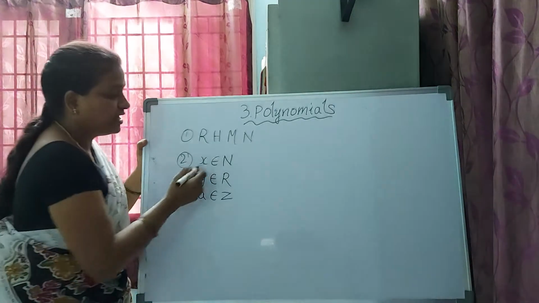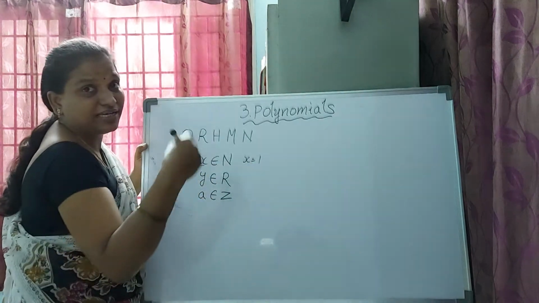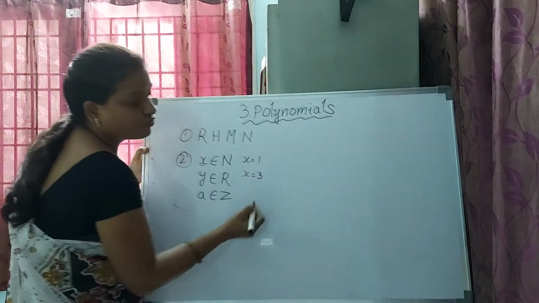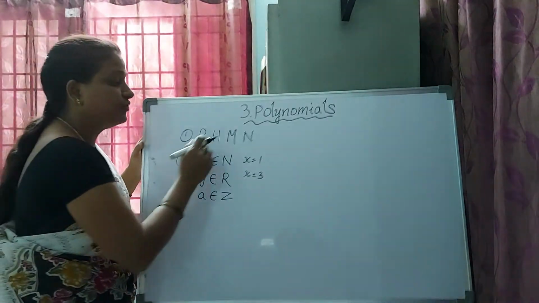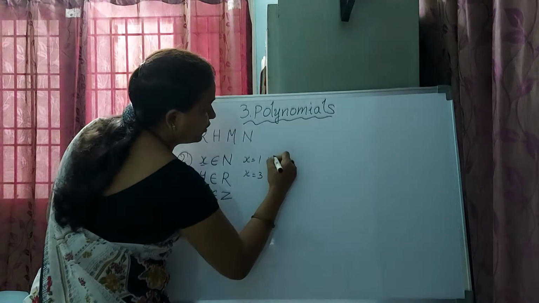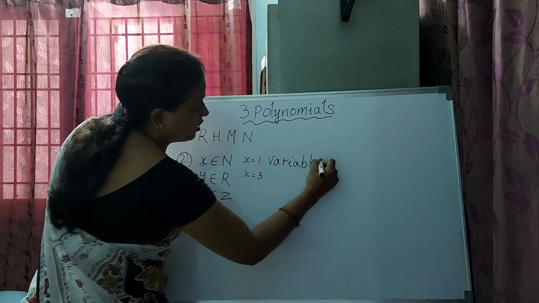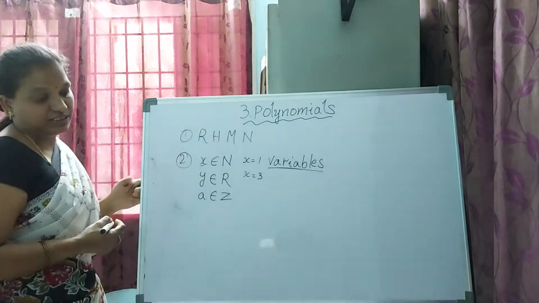See, a variable does not remain the same value. We can change it. Here x is 1, and in another problem x is equal to 3 or 4, like that. That means there is no fixed value for this variable. These we call variables. Variables do not have any fixed value.